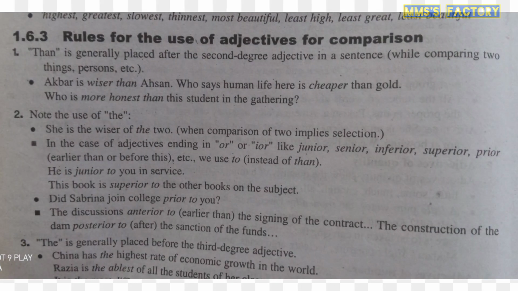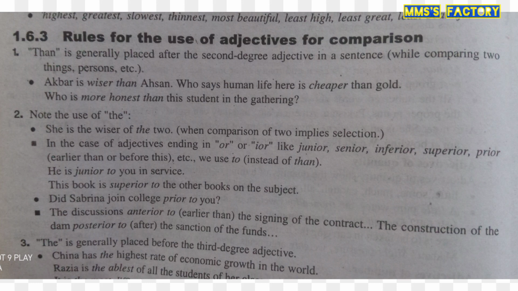In this video, we are going to learn rules for the use of adjectives for comparison. "Than" is generally placed after the second degree adjective in a sentence while comparing two things, persons, etc. Akbar is wiser than Hassan. Who says human life here is cheaper than gold? Who is more honest than this student in the gathering? Note the use of "the". She is the wiser of the two, when comparison of two implies selection.